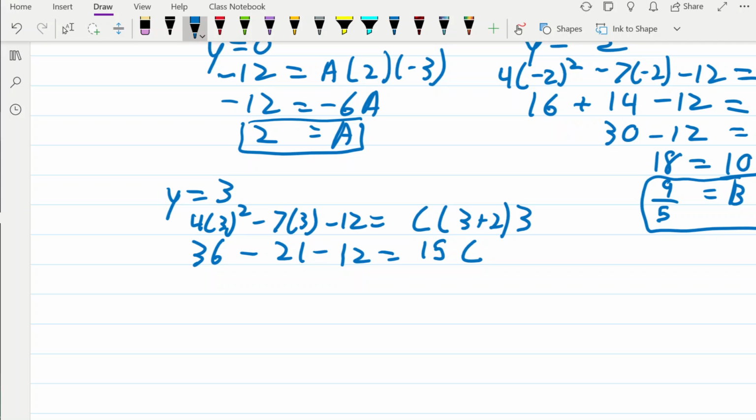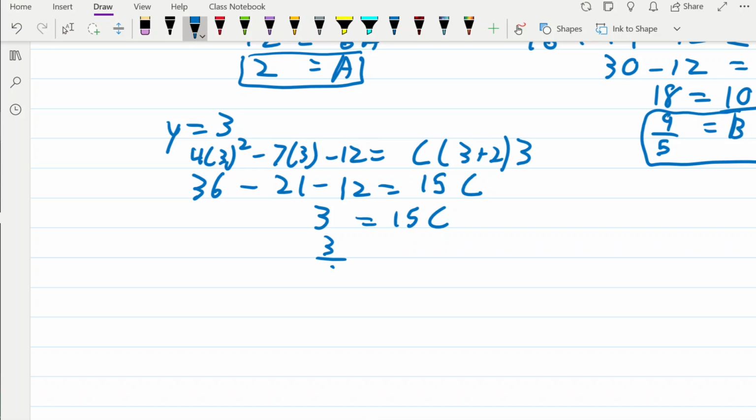All right, so we can clean this up a little bit. So this is going to be 33 over here, so 36 minus 33. That is going to be equal to 3, equals 15C. So 3 over 15 is going to be equal to C.